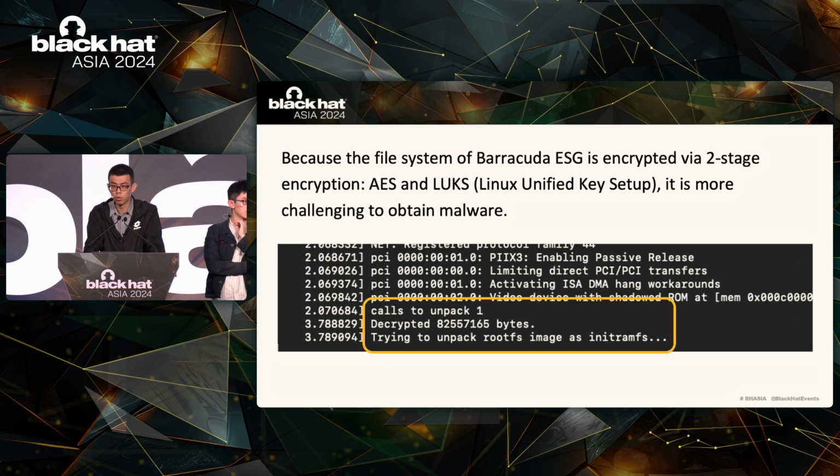Because most of the file system of the backdoor is encrypted through two-stage encryption. The first is in the initial RAM file system, and the second is LUKS in the hard disk. So the backdoors are also encrypted, and it's more challenging to retrieve the malware. The only plain text data is in the Linux kernel. So when trying to emulate the kernel, you check the LUKS key and try to dump the file system through the memory.